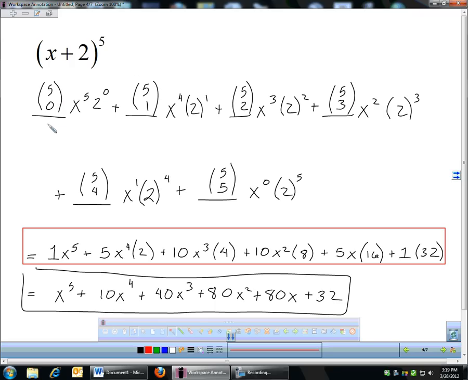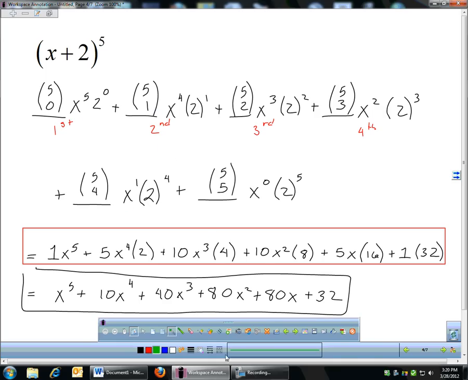If you notice, this is my first term. The number on bottom is 0. It's 1 less than the term number. This is my second term, so it was 5, choose 1. My third term was 5, choose 2. My fourth term was 5, choose 3. The number on bottom is always 1 less than whatever term number it is.